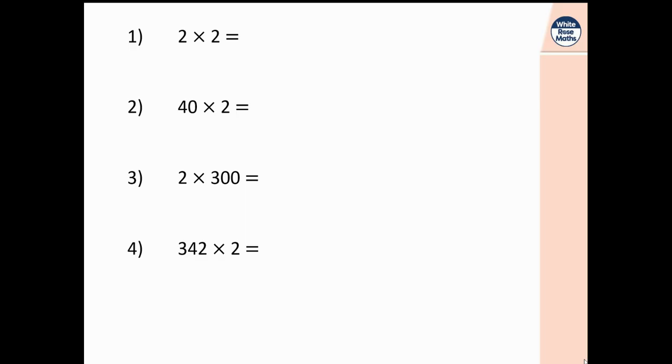So, on your pieces of paper in front of you, could you please complete these multiplications? Do that now and pause the video. Okay, so remember when we multiply by 2, it's the same as doubling something, isn't it? So you should have got the following: 480, 600, and 684.